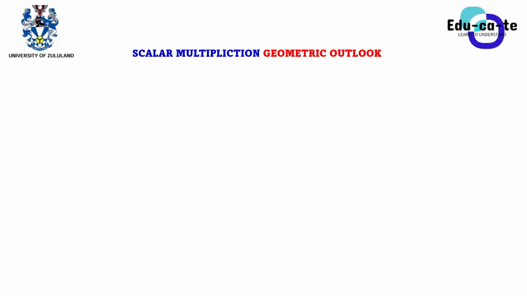Hello students, we have looked at scalar multiplication at a mathematical level. Now let us look at it using geometry. So now we have got a vector here and we have got a vector here. These two vectors, you can see that they've the same size. These two arrows are of equal length, so we can say that they are representing physical quantities that have got the same magnitude or the same size.